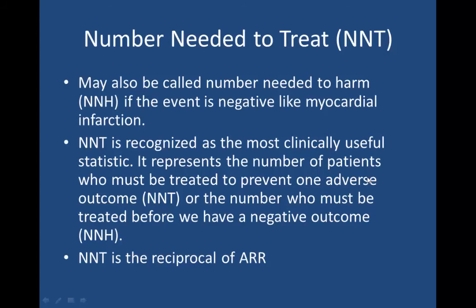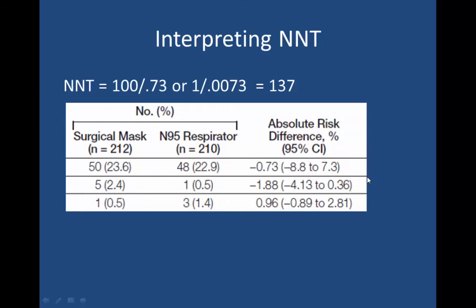What does it mean that it's a reciprocal of ARR? Well, to interpret NNT, this is how we calculate it. I need the absolute risk difference first. So if I did my math here, remember we took this number, this percentage, subtract this percentage. So this value is reported as a percentage. It tells me that right here. This is 0.73%. So if I took 100 divided by 0.73, because it was a percentage, or if I converted this to a decimal and used the value of 1 on top.